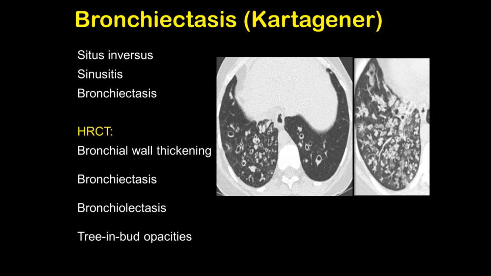Kartagener syndrome usually is associated to situs inversus, sinusitis, and bronchiectasis. In this patient has dextrocardia. We can see bronchial wall thickening, bronchiolar wall thickening, bronchiectasis and bronchiolectasis, and as we see in this patient in the right lower lobe, small centrilobular nodules resembling tree-in-bud.